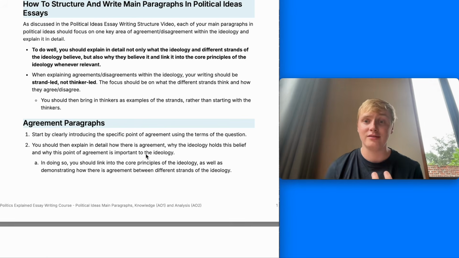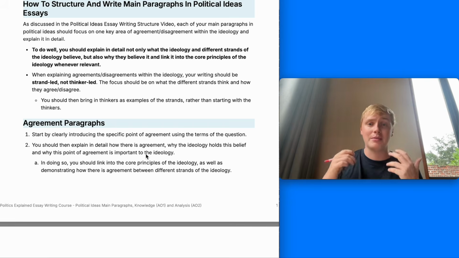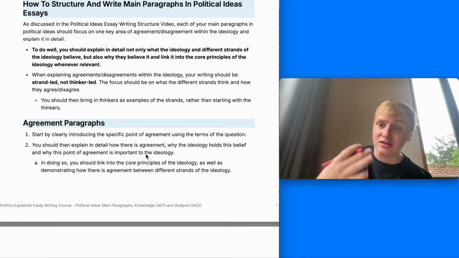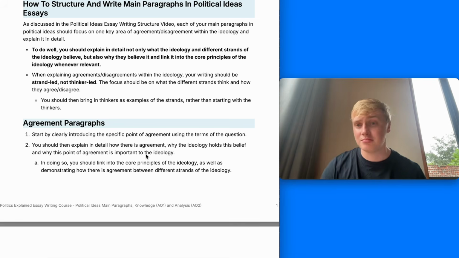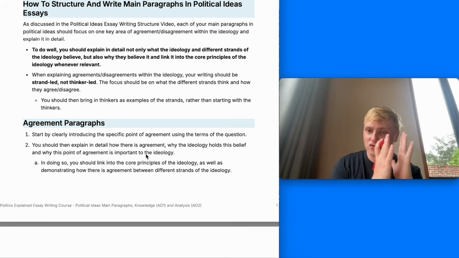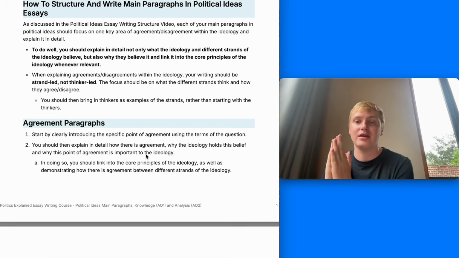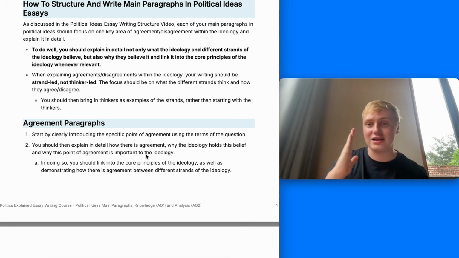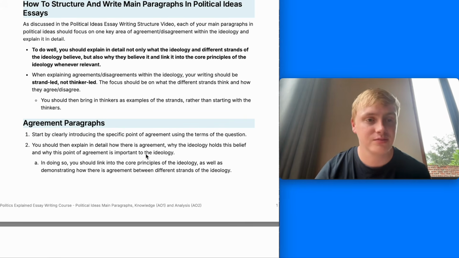And of course, you need to bring in these thinkers. You need to bring in at least 2 key thinkers in each essay. Of course, I recommend much more than that. Try and do at least 4 in every essay, and try and get to 5 if you're aiming for the A star for almost every question. But it needs to be strand-led, not led by the thinkers. So the agreements and the disagreements need to be led by the strands, not by the thinkers.